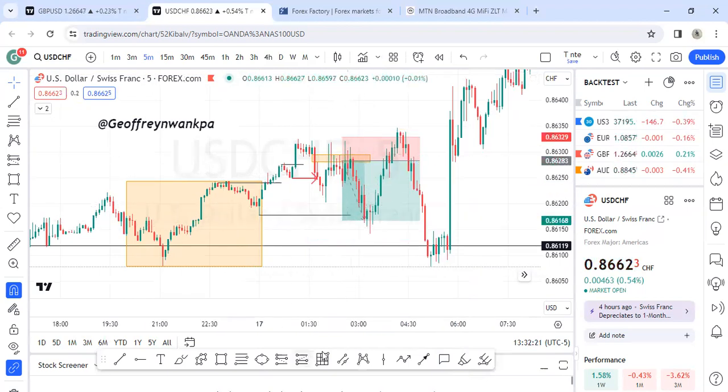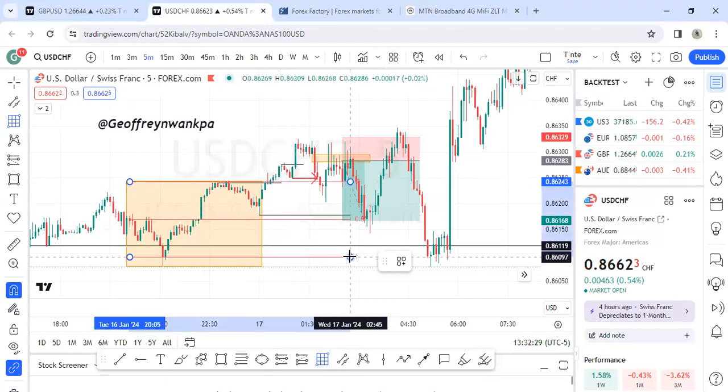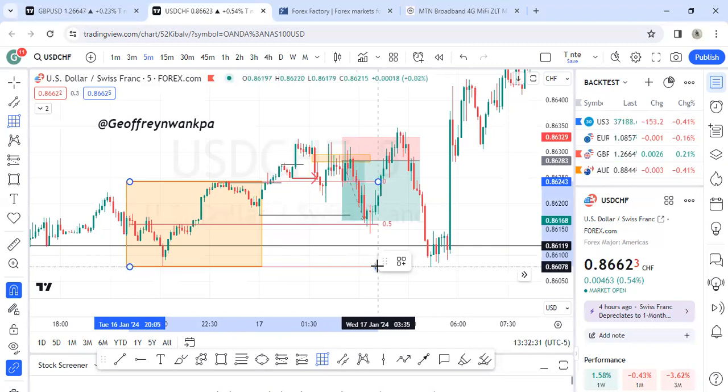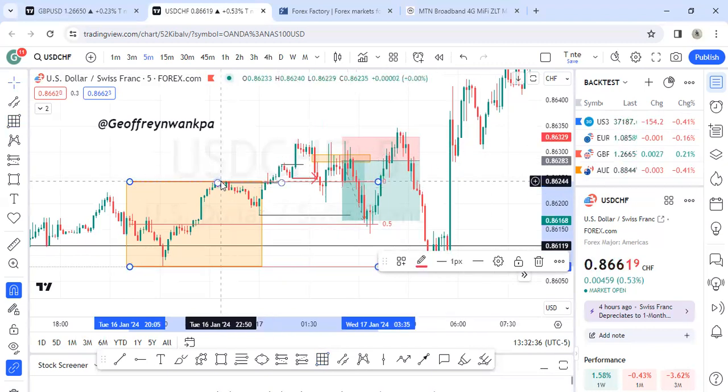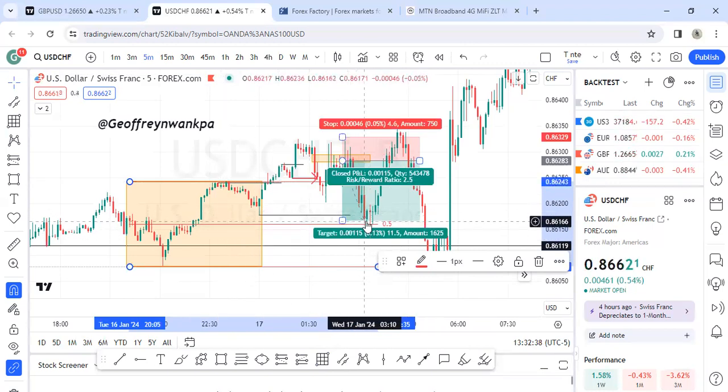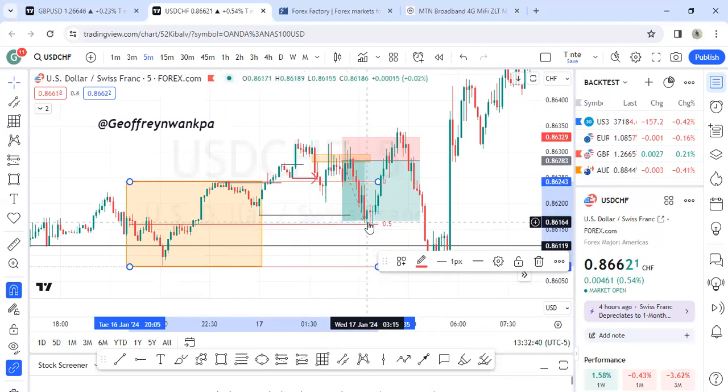And if you watch carefully, if you take this range, the range high to range low, plus the 50% of the range, you can see that my TP was around the 50% of the range. So that was what I was targeting, around that 50% of the range, right? You can see the Asian range between this high and this low. This was the 50% of the range. So I was like, okay, let me just TP at the 50%.